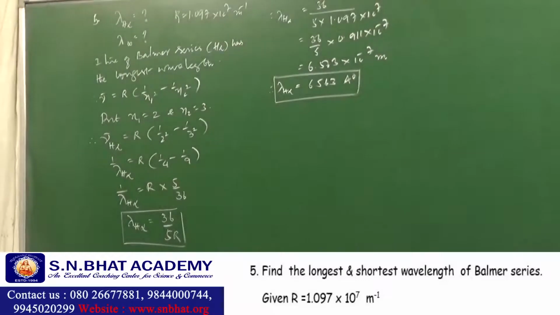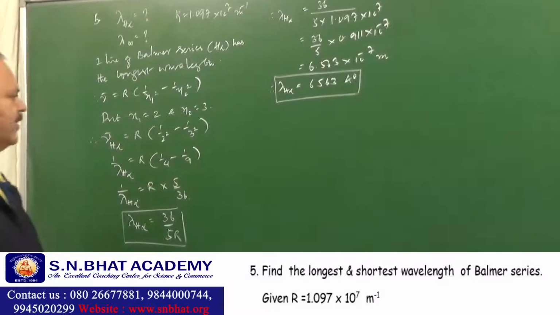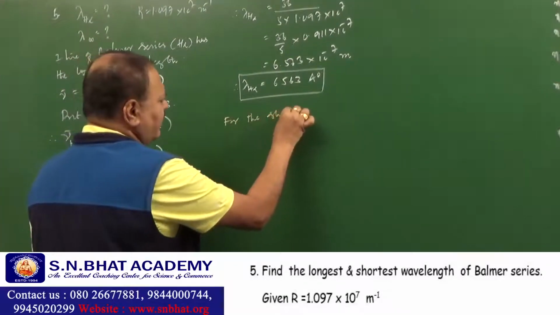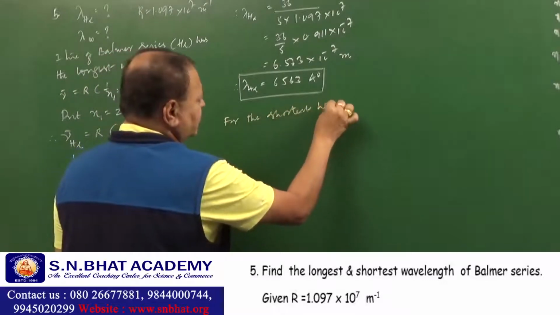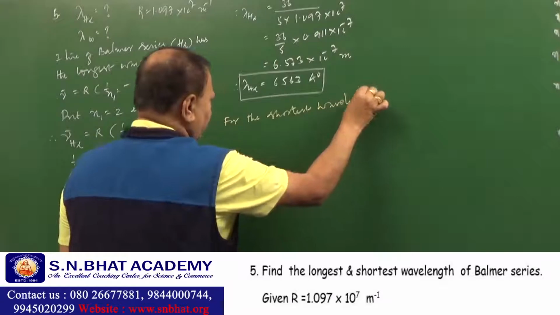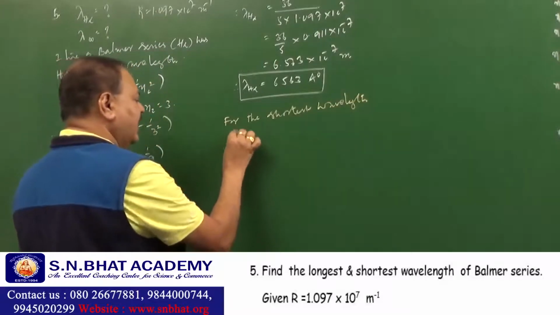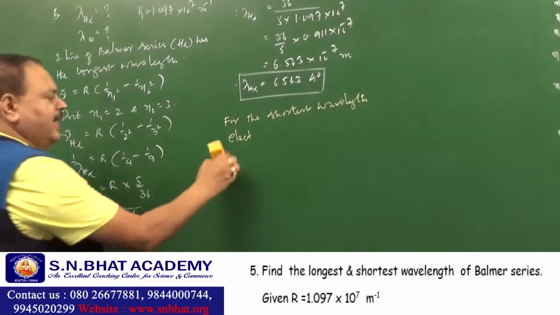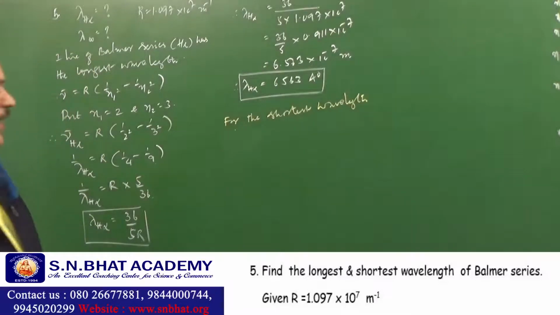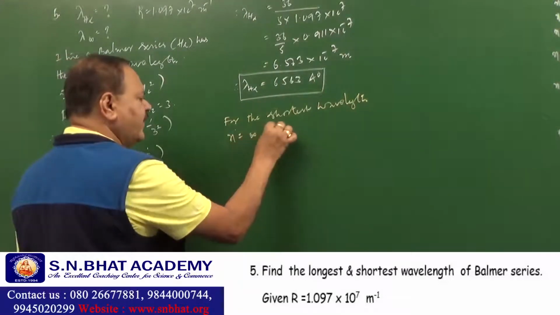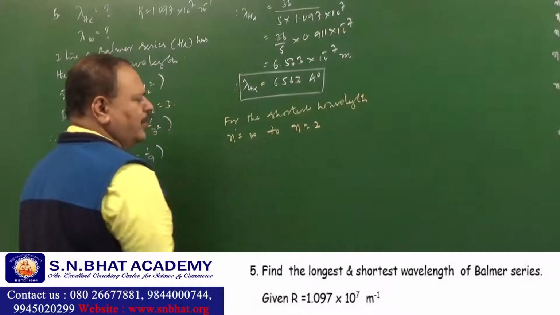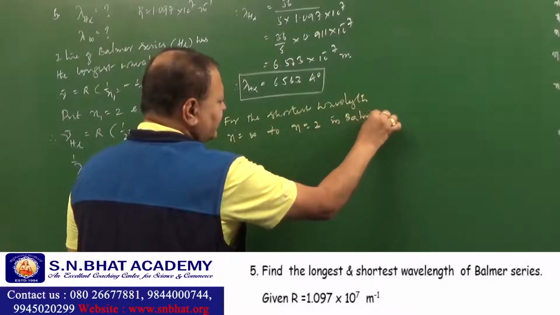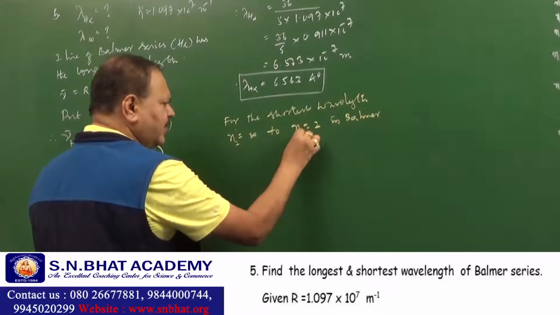Now what do you have to do for the shortest wavelength? So you write: for the shortest wavelength in Balmer series, electron has to jump from n is equal to infinity to n is equal to 2 in Balmer series. Because what we are discussing is a Balmer series, which is n2, this is n1.